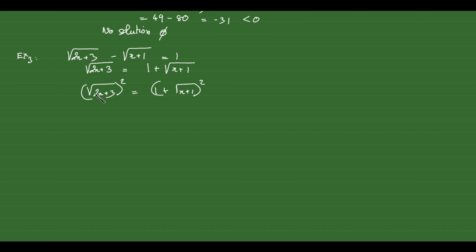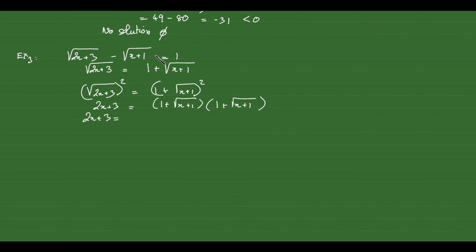Okay. So when you take the square root of (2x + 3) squared, it gives you 2x + 3, right? But this one, you have to write it as (1 + √(x + 1)) times (1 + √(x + 1)), right? Then you have to FOIL them. So let's go ahead and FOIL them.